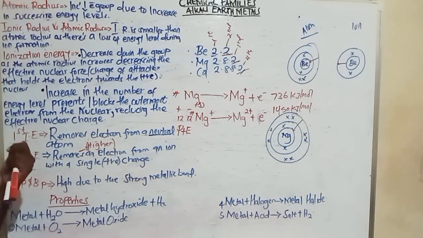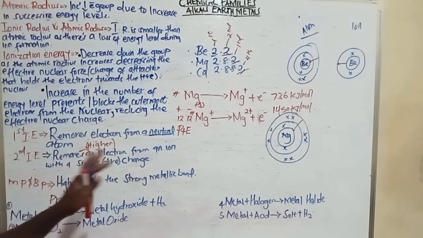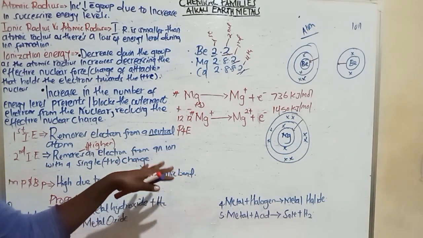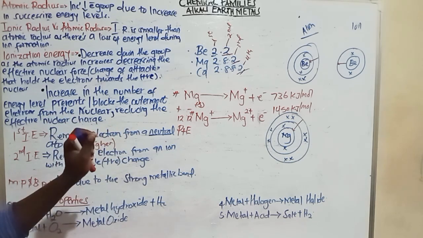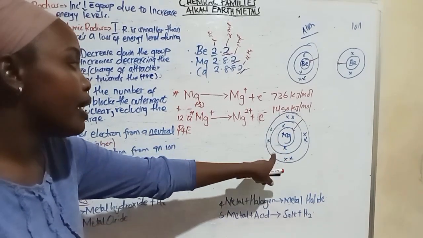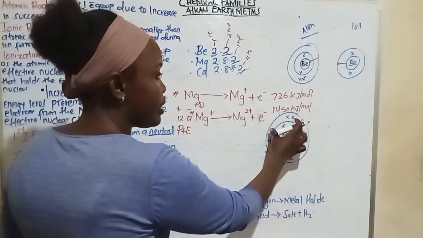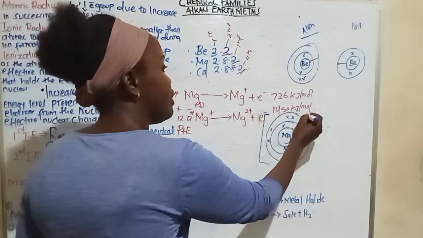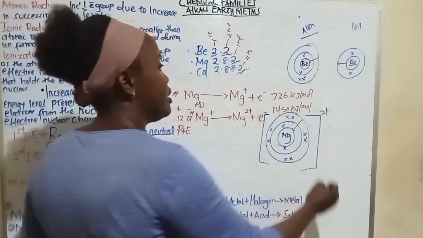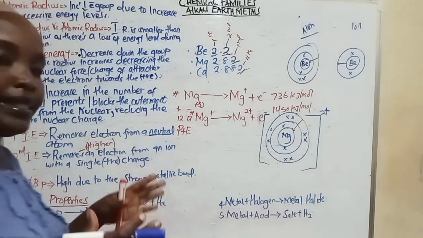Another thing we can say is that once an electron has been lost from an atom, the overall positive charge is going to remain, and the electrons that remain are going to be firmly held. So after we have formed our ion, these electrons that remain are going to be tightly held.